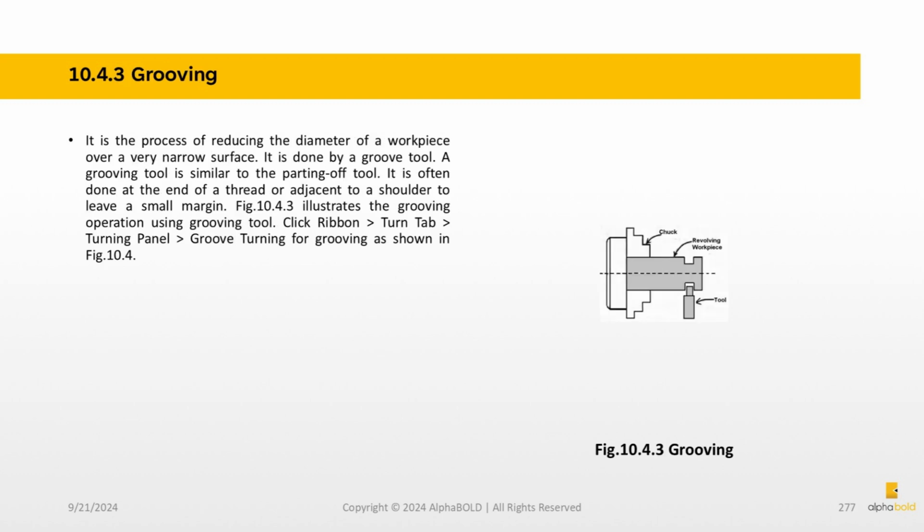Grooving, the process of reducing the diameter of a workpiece over a very narrow surface. It is done by a groove tool. A grooving tool is similar to the parting off tool. It is often done at the end of a thread or adjacent to a shoulder to leave a small margin. The example illustrates the grooving operation using grooving tool. Click ribbon, turn tab, turning panel, groove turning for grooving.